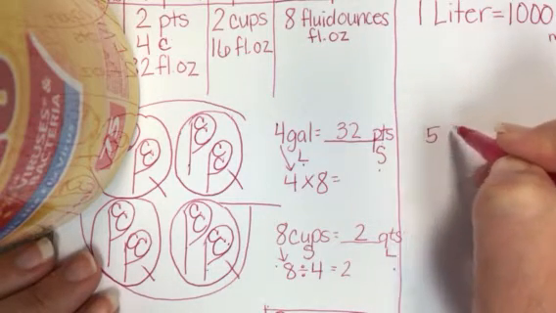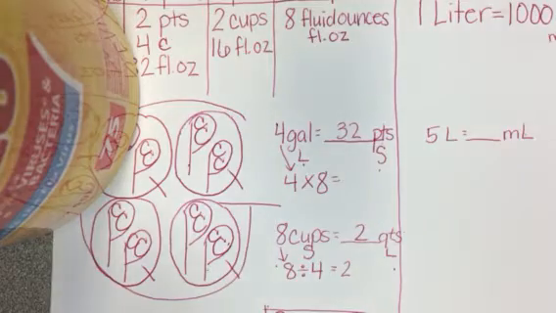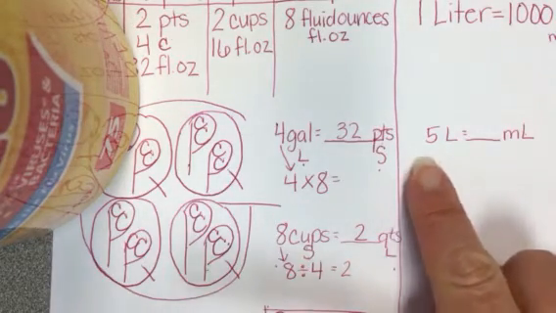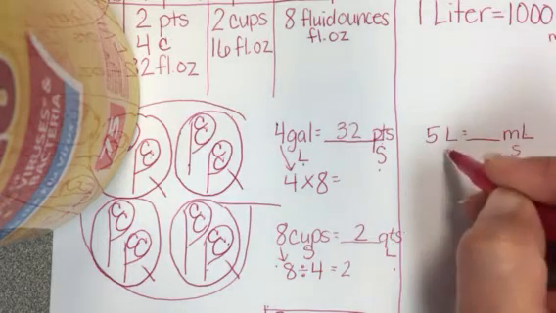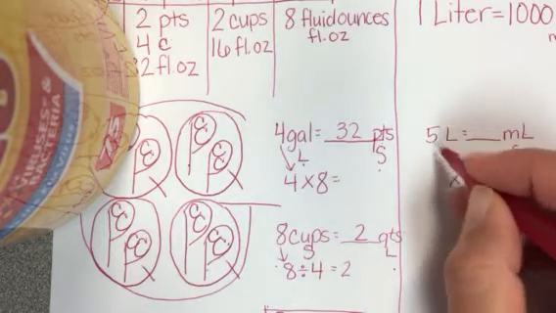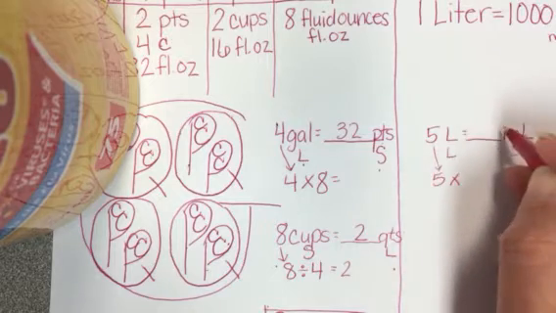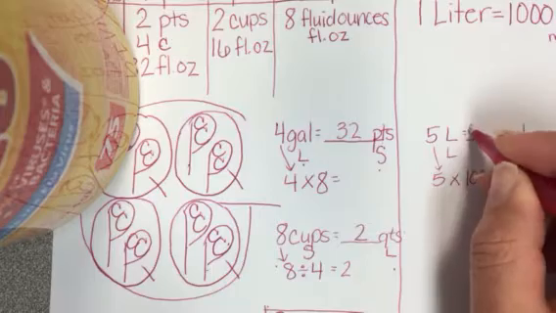Let's say I have 5 liters. I want to know how many milliliters. Which one's smaller? Milliliters are tiny. Liters are large. Okay? So large to small means that I multiply. How many milliliters in a liter? 1,000. My answer would be 5,000.